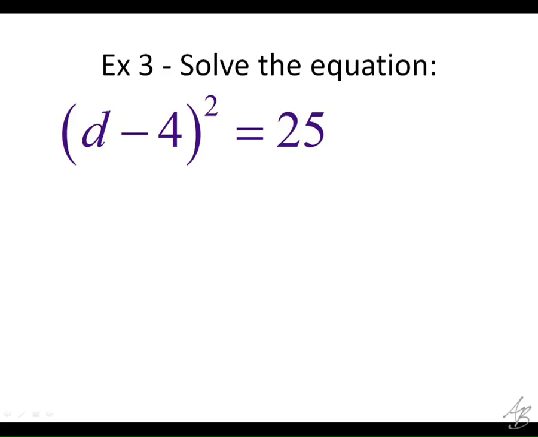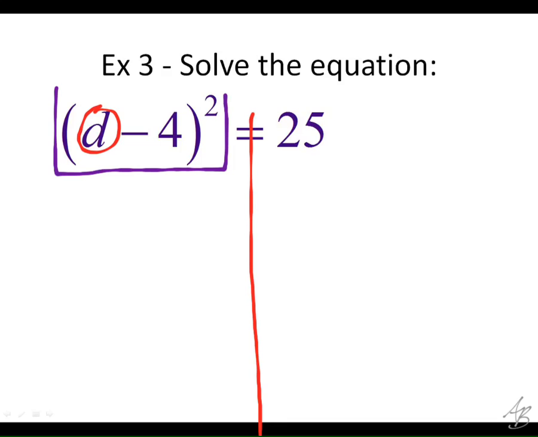Next one, example 3. We've got d minus 4 in parentheses and then squared equals 25. So again, we're going to start by circling the variable, draw the line through the equal sign. Now the trick here is to recognize what's squared. Is this square on the d? Or the 4? It's actually on the parentheses, right? So the square is on the parentheses, which means that this whole thing right here is a square.